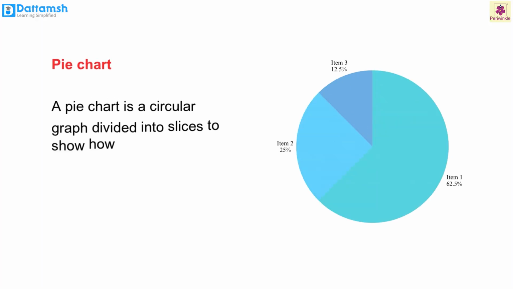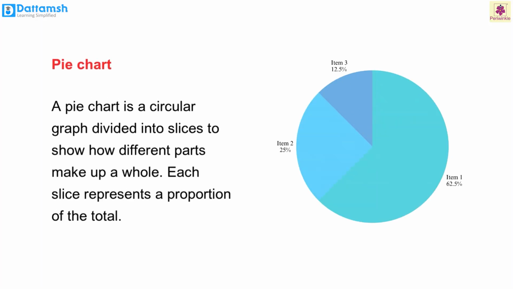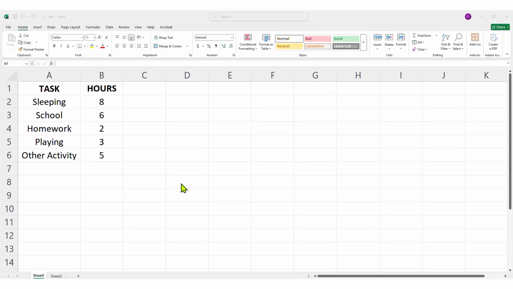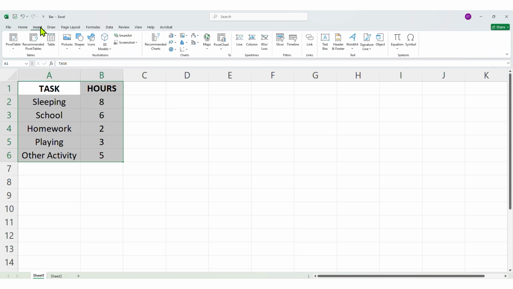Pie chart. A pie chart is a circular graph divided into slices to show how different parts make up a whole. Each slice represents a portion of the total. For example, create a worksheet to show how you spend your day. Click and drag to select the columns with the tasks and hours. Now go to the Insert tab on the ribbon.